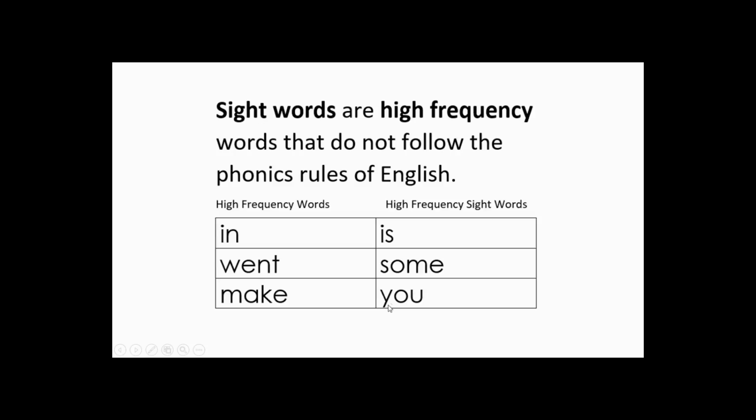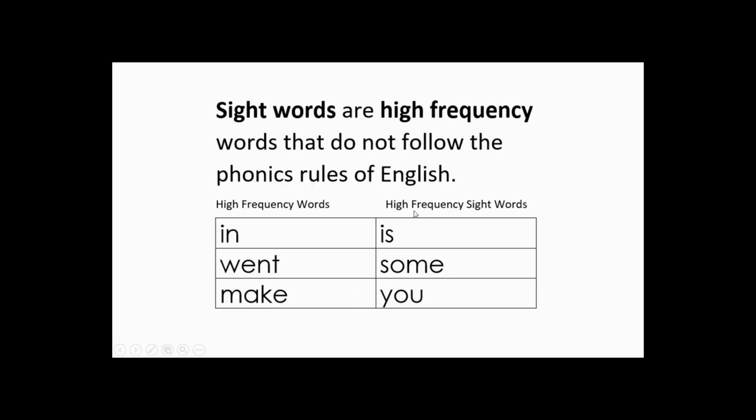This word is "y," and then you have OU, which makes the "ow" sound. So this word would be "yow," which it's not. It's "you." So this vowel is not following the rule of English right here. So these are examples of high frequency sight words.